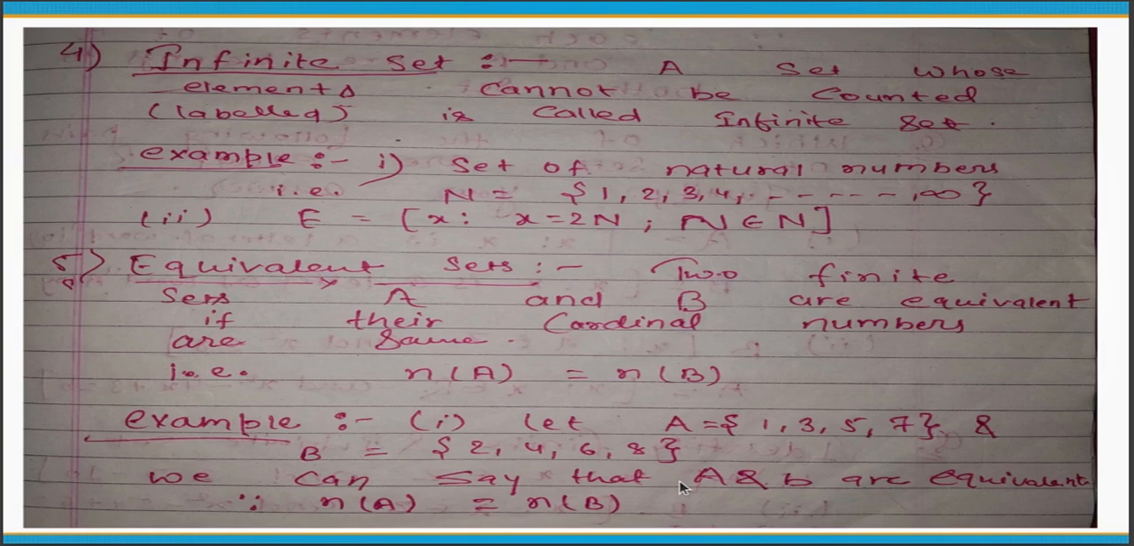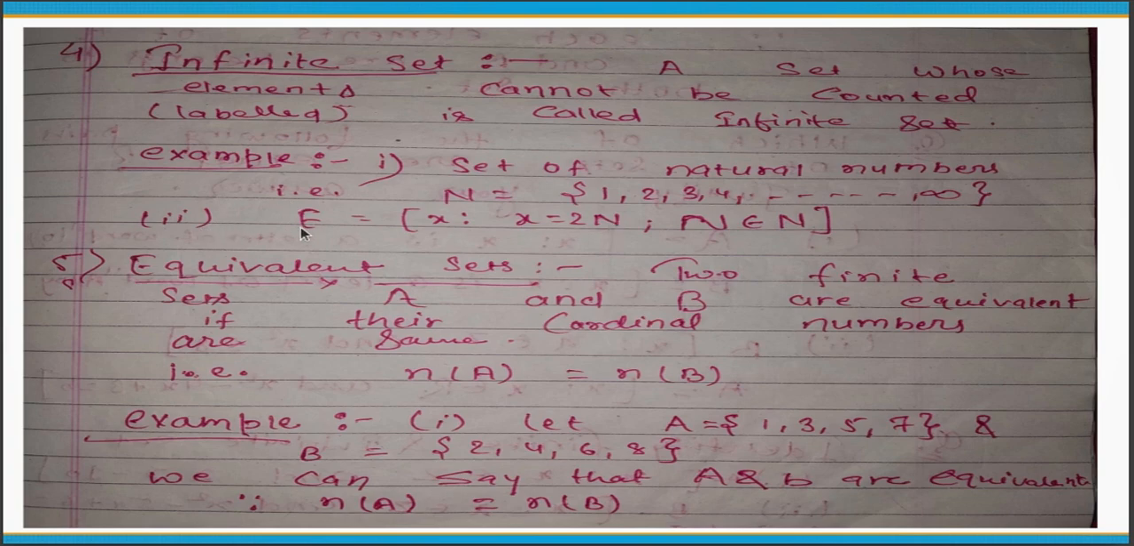Infinite set. The fourth type of set is the infinite set. A set whose elements cannot be counted is called an infinite set. For example, the set of natural numbers: 1, 2, 3, 4, 5, and so on up to infinity. That is uncountable.